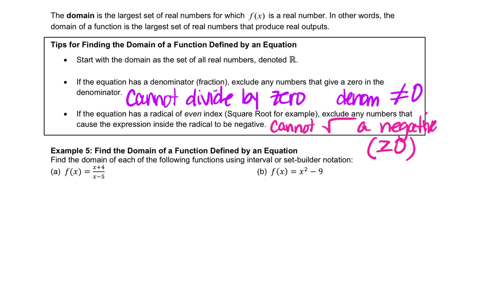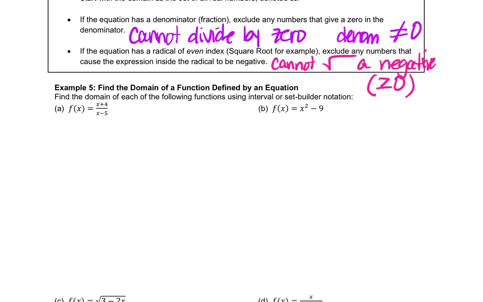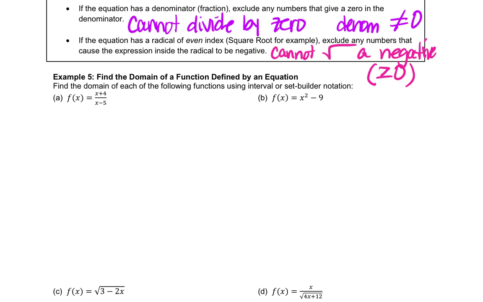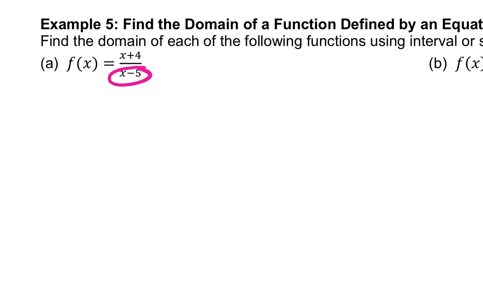So now, let's look at these examples. So it says to find the domain of each of the following functions using interval or set builder notation. So notice that we have x minus 5 in the denominator. I'm going to enlarge this piece and then I'll slide over. So that means that cannot be equal to 0. So that means x minus 5 equals 0, so x is 5. So since this cannot equal 0, x cannot be 5.